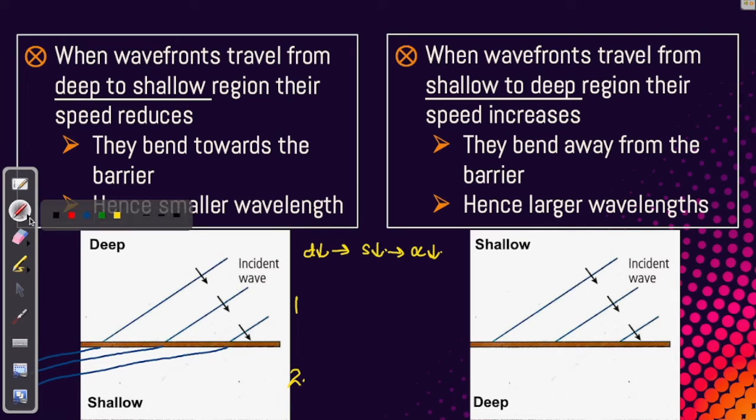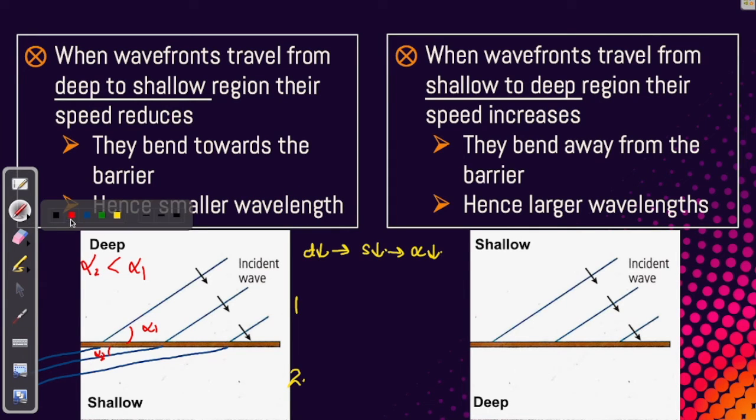So what angle are we talking about? Say this was the angle with the barrier earlier. Let us call it alpha 1. This is the new angle, alpha 2. If you see, alpha 2 is less than alpha 1. The angle is going down. The angle with the barrier is also going down. So therefore, the last point, smaller wavelength.